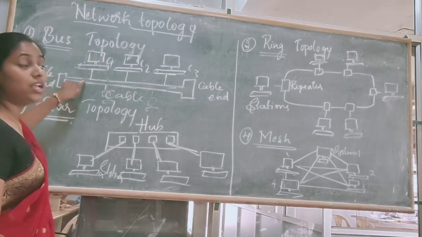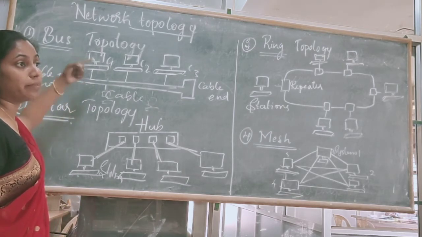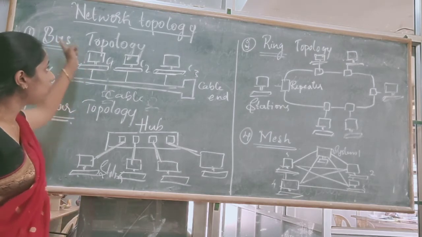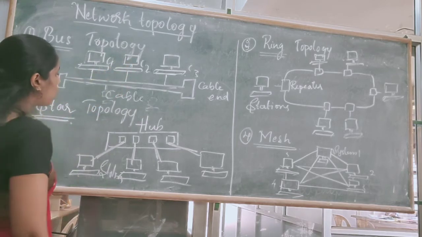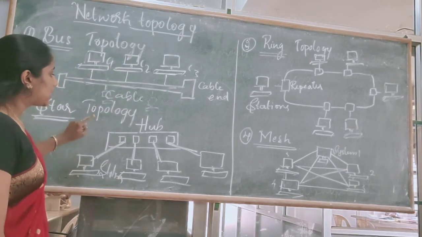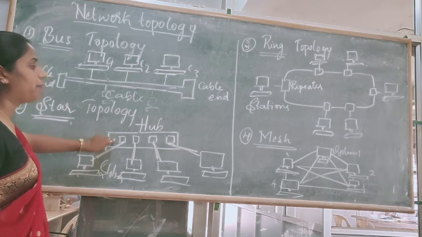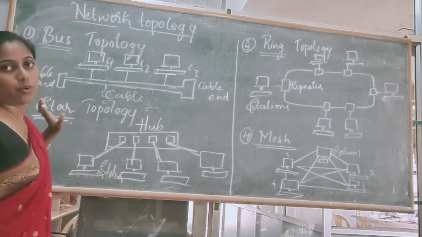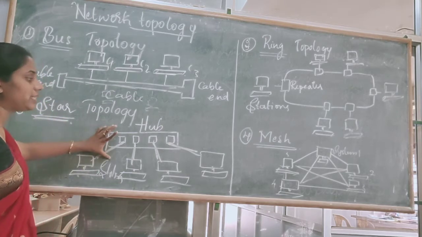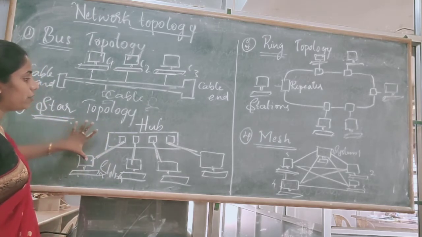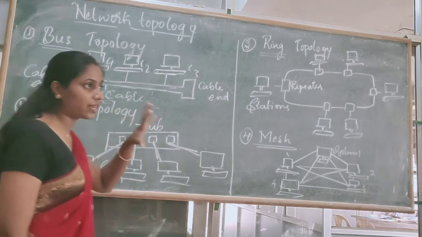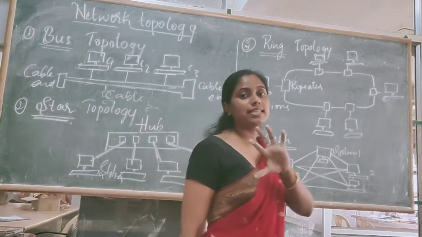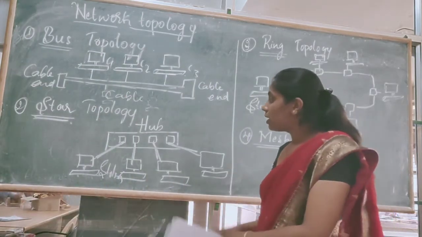So as I told you, in the bus topology, the capacity of the backbone cable determines the performance of the network. Likewise, the capacity of the hub determines the capacity of the network in star topology. Okay, depending on the hub's capacity, we can see the performance of the network in star topology.